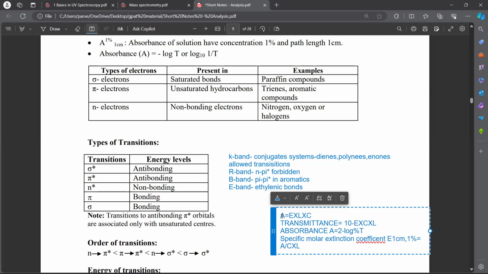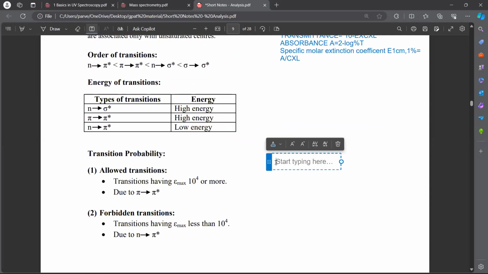Sir, what is the unit of the absorbance? Let me ask you guys a question. Unit for absorbance: A, meter; B, centimeter; C, maybe we can say molar inverse; D, none, no units. What is the unit for absorbance, guys? None. Yes, great, guys.